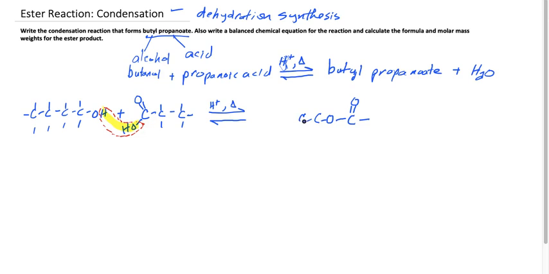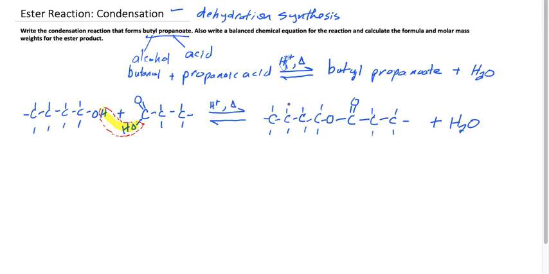Alright, so 1, 2, 3, and then we're going to add in the rest of our hydrogens. And then this carbon here, double bond to oxygen, we have 2 more carbons on there, right? So we've got 1, 2, and then we need to add in our hydrogens, and then of course water came out, so we need to make sure we include our water.